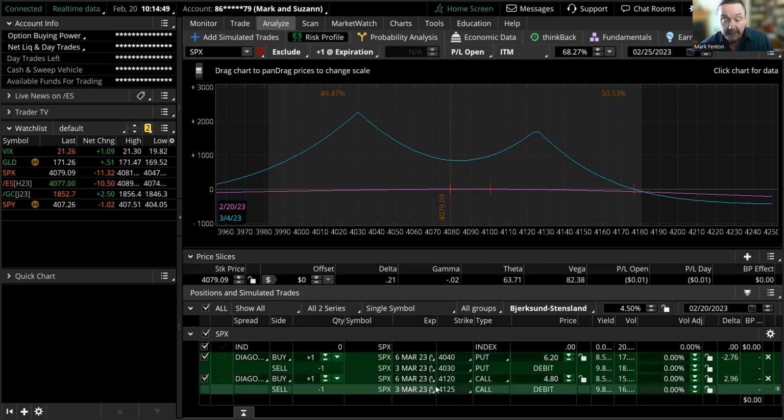And then over on the call side, I went out and bought a 41.20 call March 6th and sold the 41.25 March 3rd. You go, wait a minute, Mark, you're only 5 points wide on the call side and you're 10 points wide on the put side. Why is that? Well, let's take a look here.